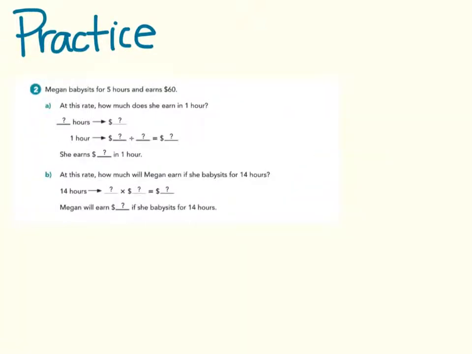Now let's try another unit rate word problem. Megan babysits for 5 hours and earns $60. At this rate, how much does she earn in 1 hour? And then part B asks, at this rate, how much will Megan earn if she babysits for 14 hours?